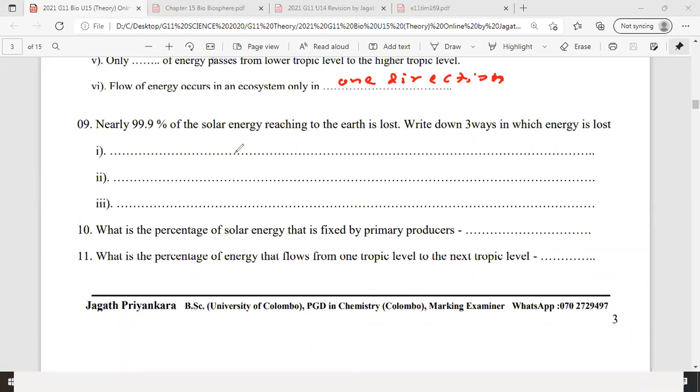Actually, green plants fix only 0.1% of the sun's energy for photosynthesis. The rest, a large quantity of the heat energy reaching from the sun to the earth, is used up for the evaporation of water. That's also very important for the regulation of the temperature of the earth.